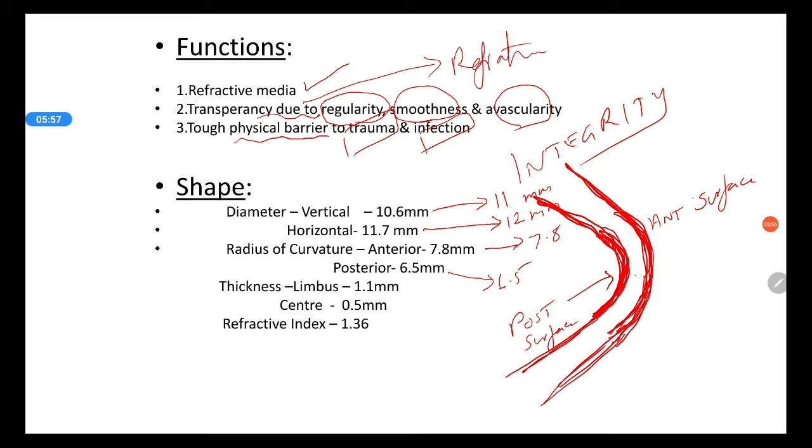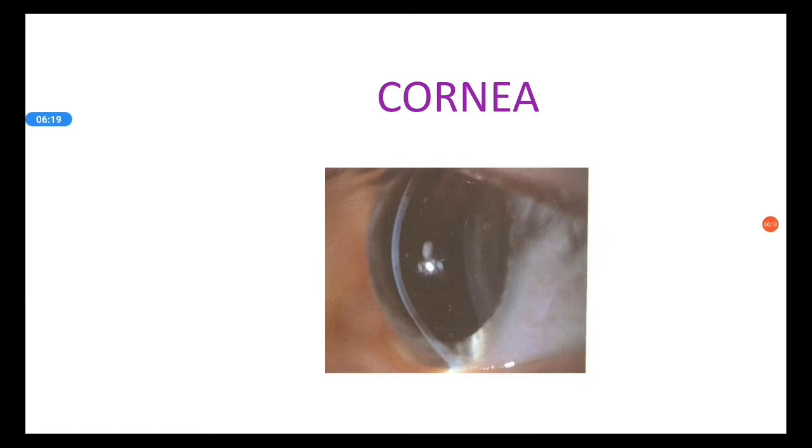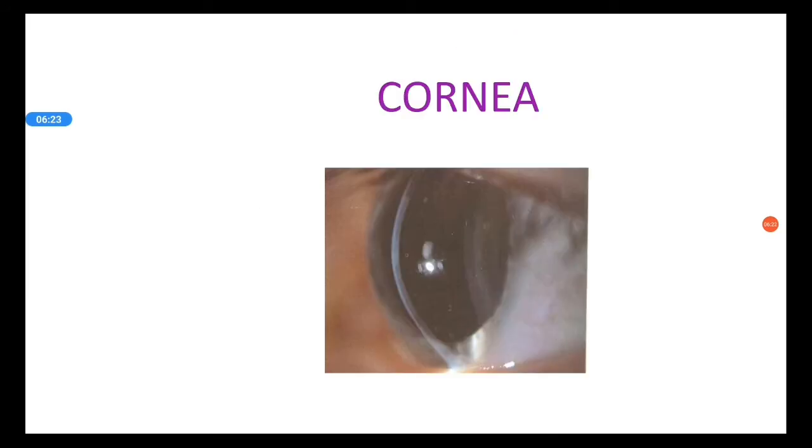If it is 0.5 millimeters here, you should know that it is double, that is around 1 millimeter thick at its periphery. It's important to know the refractive index of the cornea, and it is 1.37. So the cornea is a brilliant optical structure.